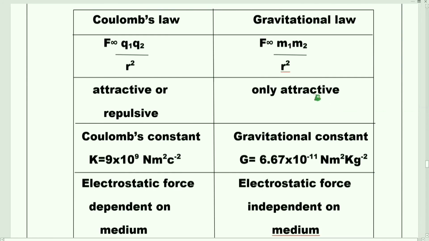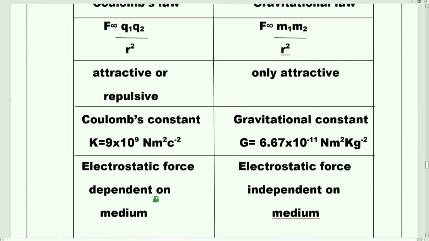The value of Coulomb's constant is K is equal to 9 into 10 power 9 N m square C power minus 2, and the gravitational constant G is equal to 6.67 into 10 power minus 11 N m square kg power minus 2. The electrostatic force between the two charges depends on the nature of the medium in which the two charges are kept at rest. But the gravitational force between two masses is independent of the medium.